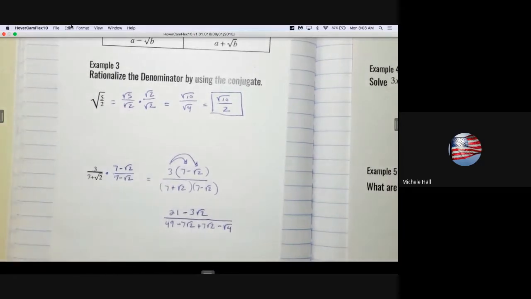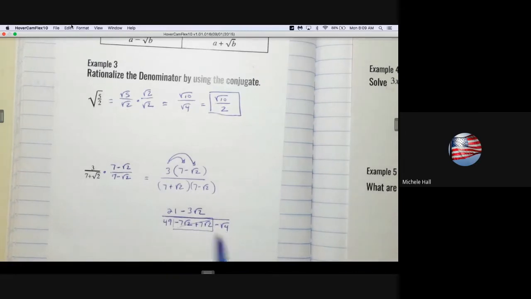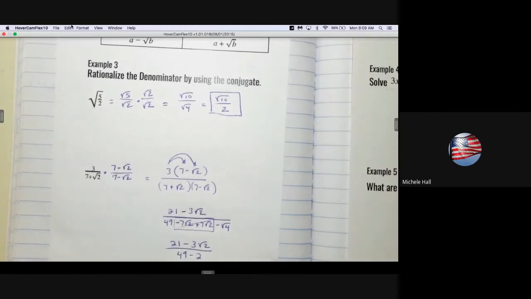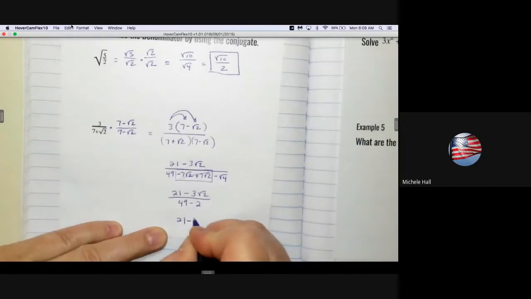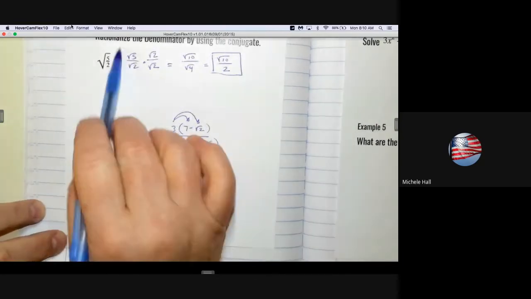And now I just need to simplify. Your prediction about what would happen here is that I have the negative 7 square roots of 2 and positive 7 square roots of 2. Those would cancel. I need to simplify this square root. So now we have 21 minus 3 square roots of 2 divided by 49 minus the square root of 4, which is 2. My final answer then would be 21 minus 3 square roots of 2 over 47. This would be called rationalizing the denominator.